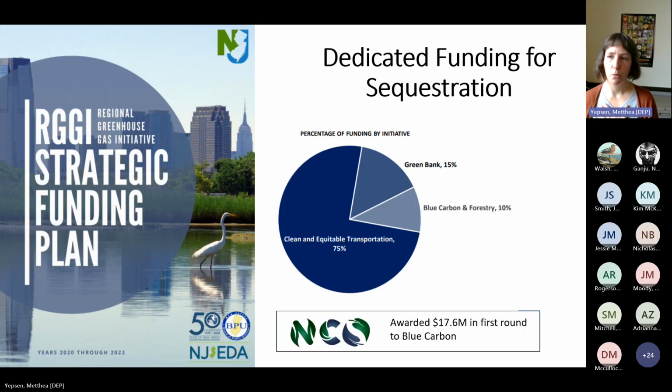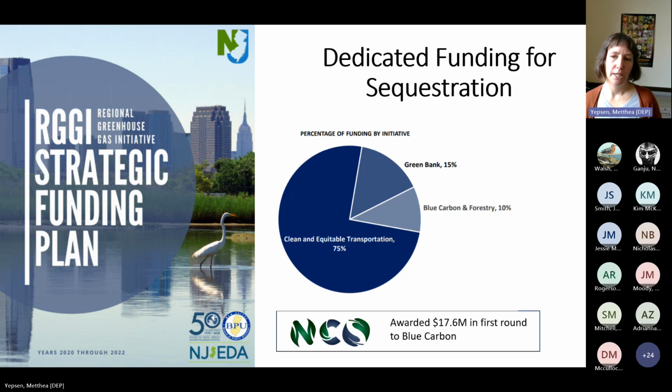Okay, next, we've also been using this research to estimate the net sequestration of restoration projects of the types that we mentioned earlier. The RGGI Strategic Funding Plan allotted 10% of the proceeds of a cap and trade auction for forests and blue carbon sequestration projects. The DEP, using this funding, developed the Natural Climate Solutions Grant Program to spend this funding. And as far as we know, it's the first carbon sequestration grant program in the country.